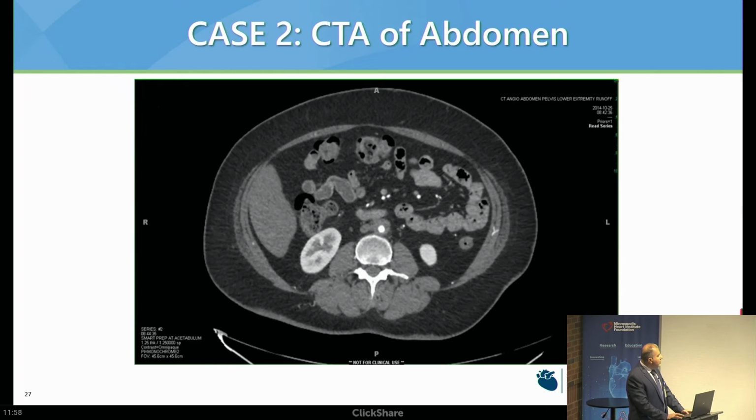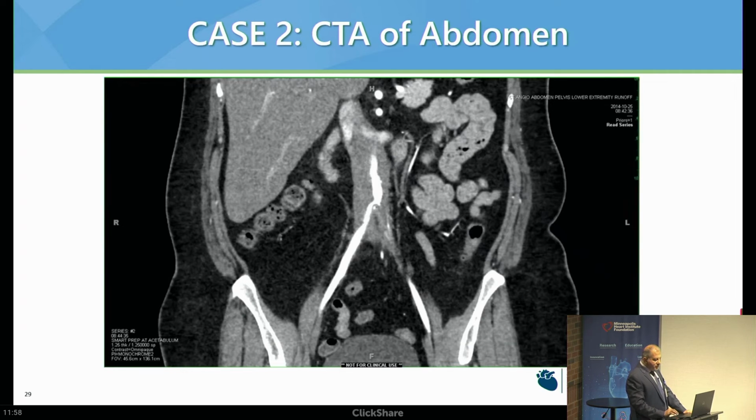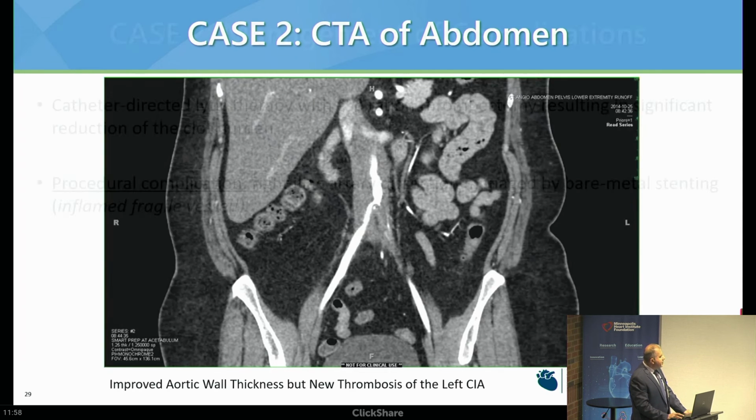So we started her on IV heparin. And if you notice, although the wall thickening may be better, look what happened to her. The left common iliac artery now is completely thrombosed right there. So that's what led to her current presentation. This is the coronal view, again showing the left common iliac artery is down now. And we know that Takayasu aortitis can cause increased risk of thromboembolic events, which is what happened in this patient.